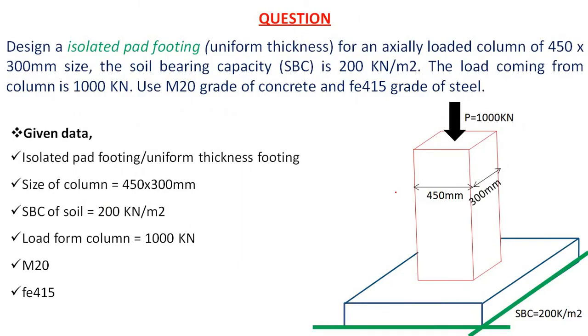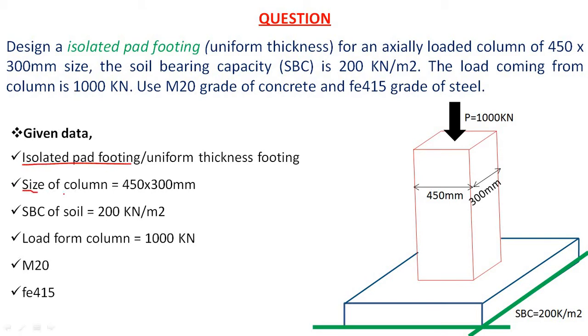So here the question is provided: design an isolated pad footing of uniform thickness for an axially loaded column of 450 by 300 size. The column size is provided, and the soil bearing capacity is 200 kilonewton per meter square. The load coming from the column is 1000 kilonewton. Use M20 grade of concrete and Fe415 grade of steel. So the given data is we have to design the isolated pad footing.